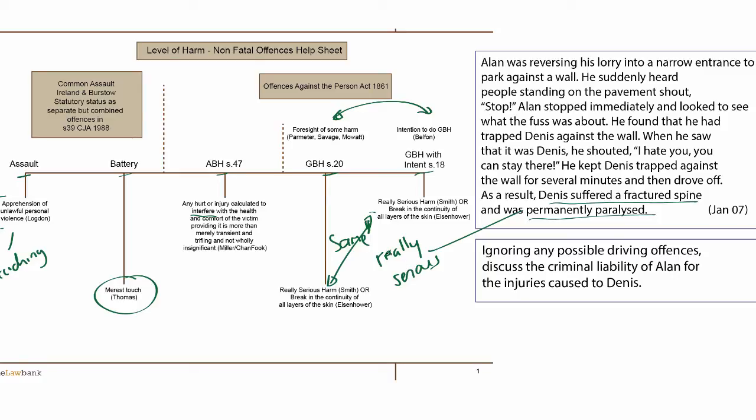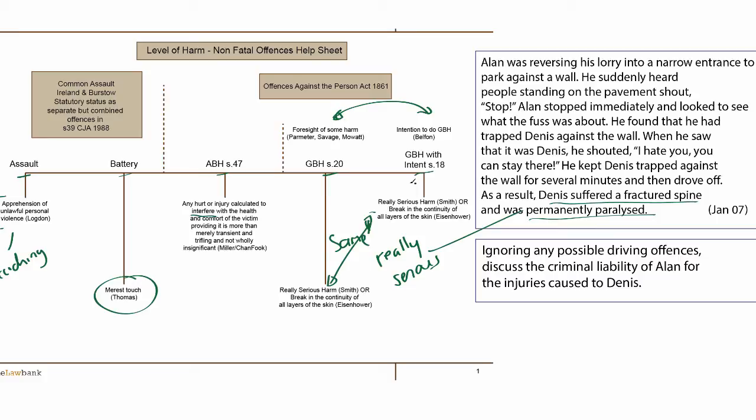Now, in order to distinguish between the two, what we would have to do in our answer is look at whether or not Alan had foresight of some harm, or whether he actually intended to do grievous bodily harm. And the point of this video is not to discuss that and not to answer this question. It is to identify the offence that we are looking at. And here it is either Section 20 or Section 18.